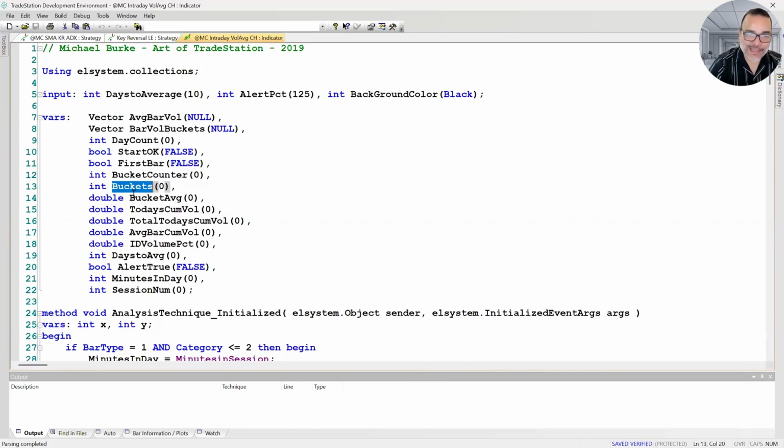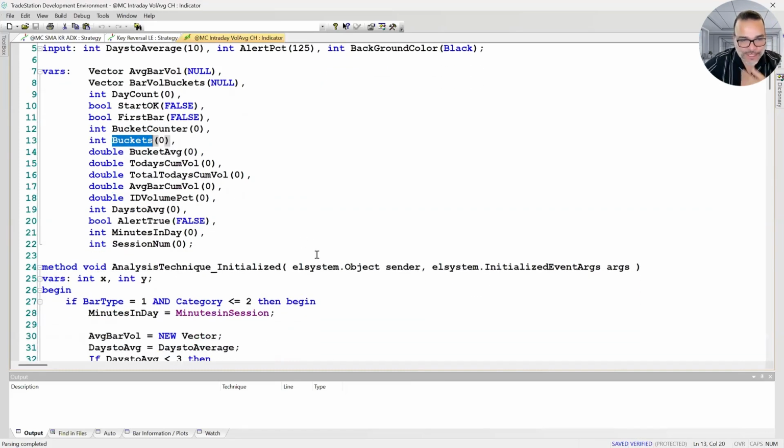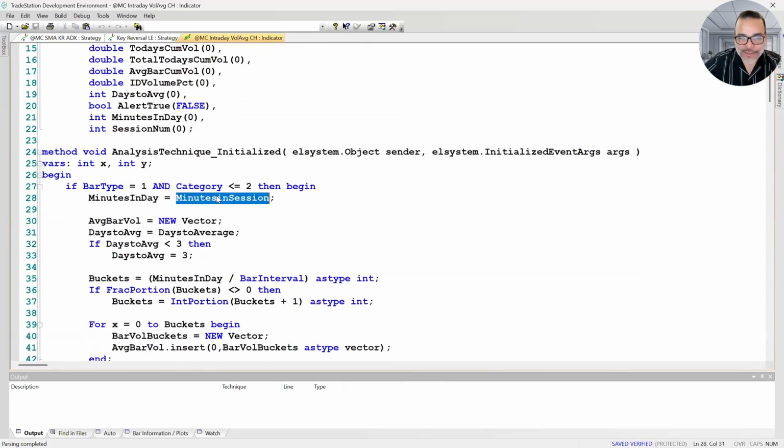So buckets is a concept that this indicator introduces, and it does a calculation. This is what's called a function that calculates how many minutes are in the session, and then divides that by the bar interval. Exactly what we did in the example: we have 5-minute bars, and it does the calculation for you. It's great that this is flexible, because not only does it work for stocks, it also works for futures if you're a futures trader.